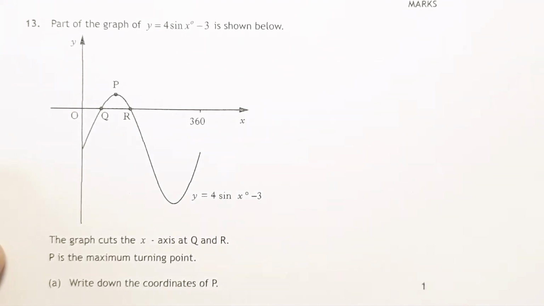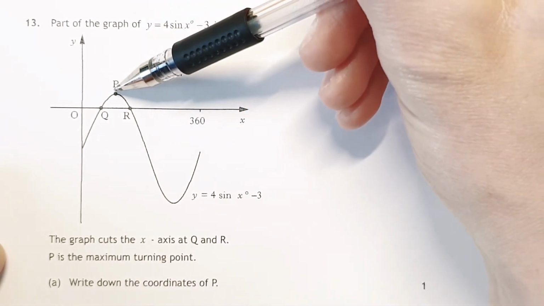National 5 Maths, Practice Paper G, Paper 2. Now in question 13, we're given a graph of y equals 4 sine x minus 3, and we've got to first of all find the coordinates of P.